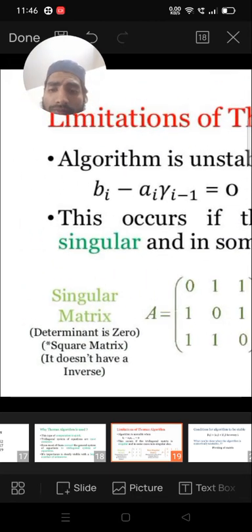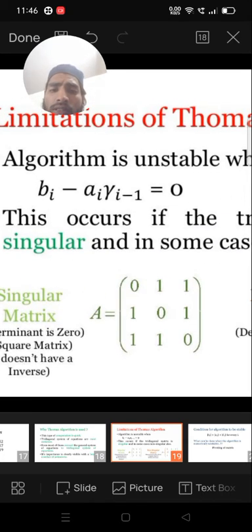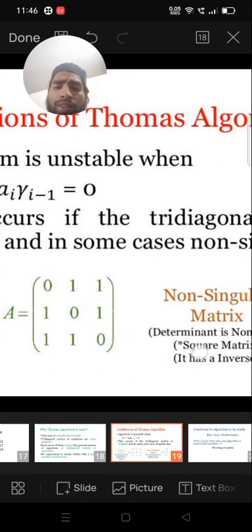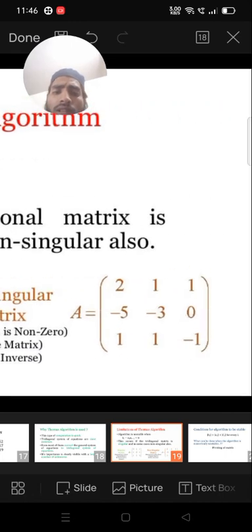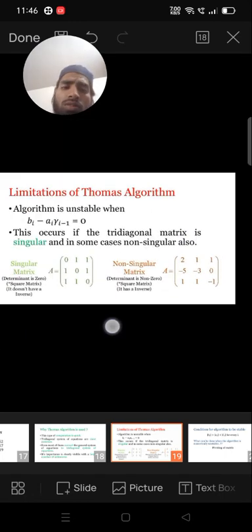Limitation of the Thomas algorithm: the algorithm is unstable when bi minus ai yi minus 1 is equal to 0. This occurs if the tridiagonal matrix is singular, and in some cases non-singular also. A singular matrix: determinant is 0, square matrix, it does not have an inverse. A is equal to this, an example of a matrix. A non-singular matrix: determinant is non-zero, square matrix, it has an inverse. Here also an example is taken.